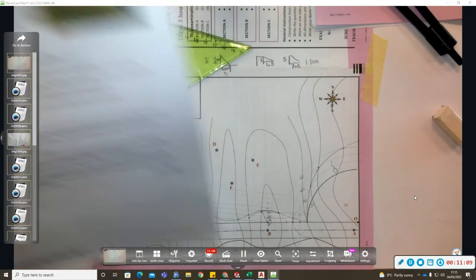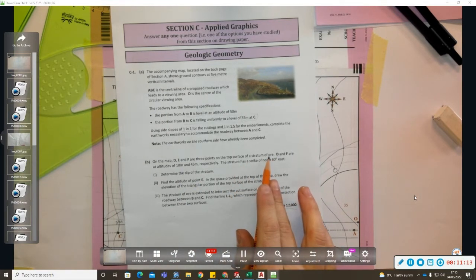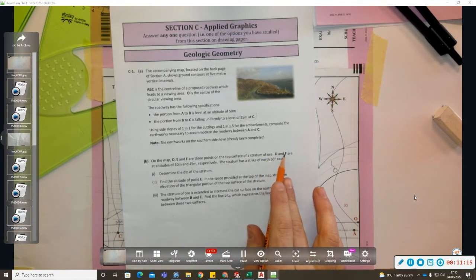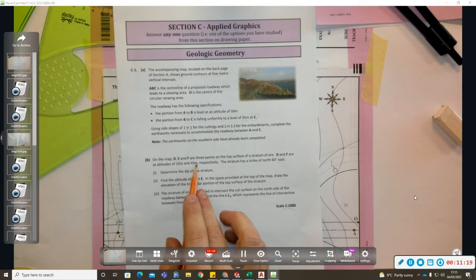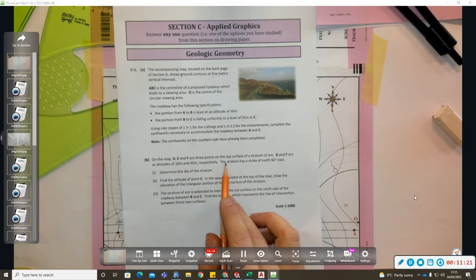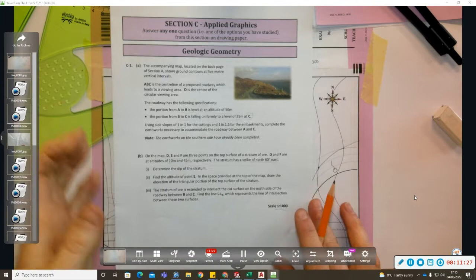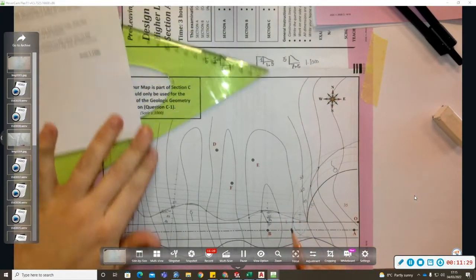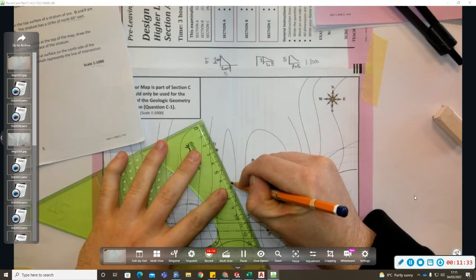part B. D, E and F are 3 points on the top surface of a stratum of ore. D and F are at an altitude of 10 and 45 respectively. The stratum has a strike of 60 degrees north east. Okay, now I'm going to join these together.